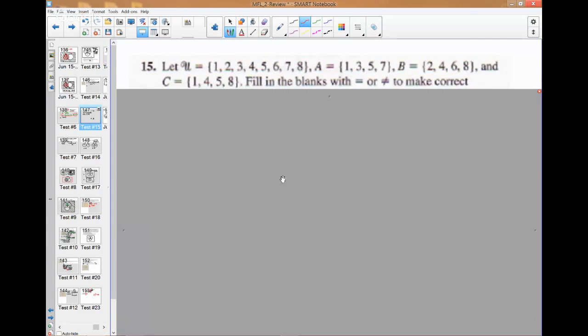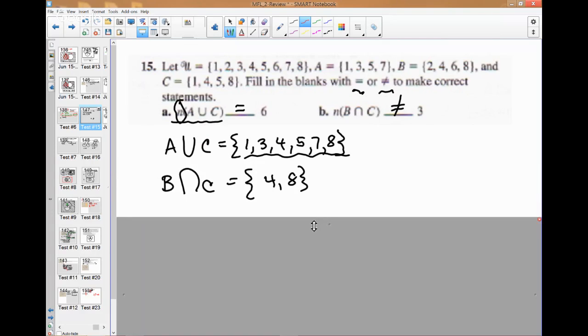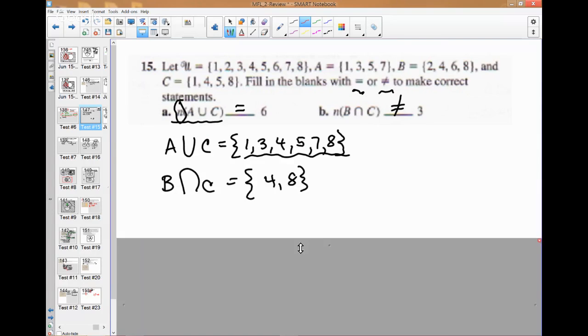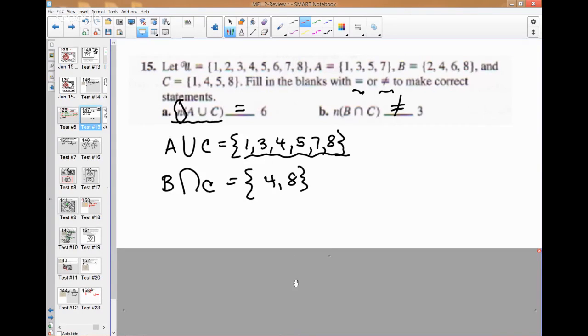Okay, here's number 15. I've just basically copied it right out of the book. You're supposed to fill in the blanks with an equal or a not equal to make the statement correct. Okay, so here are the statements. And I've got my work on here too, so I'll just uncover it.